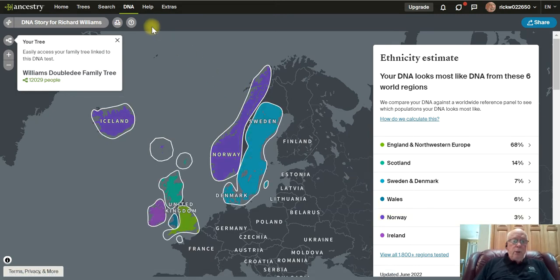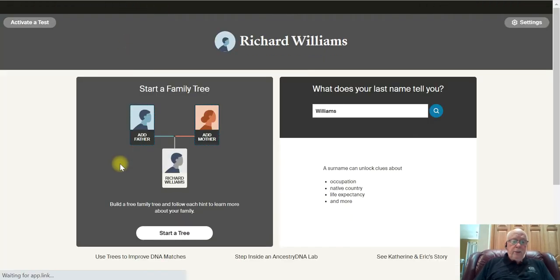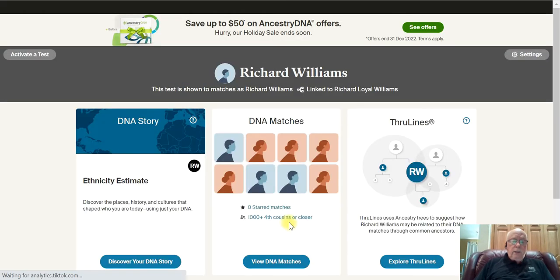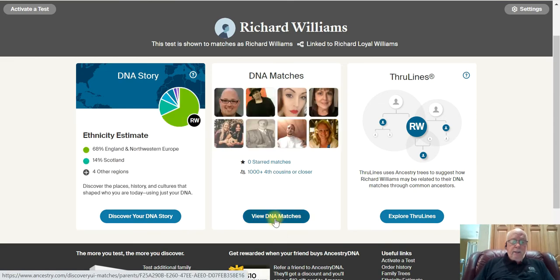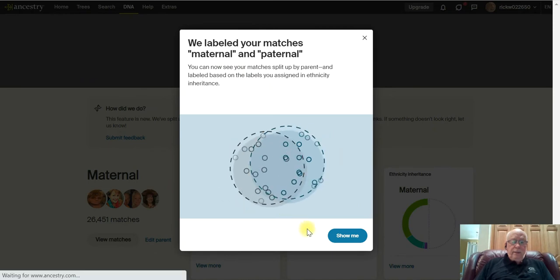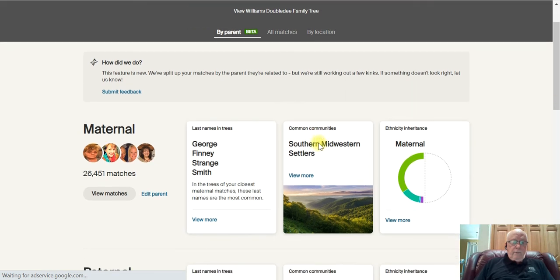So if I go back to the DNA summary, which I started out at, I just took a look at this estimate here. I'll take a quick look at my DNA matches, and it's going to show a tremendous number of matches.